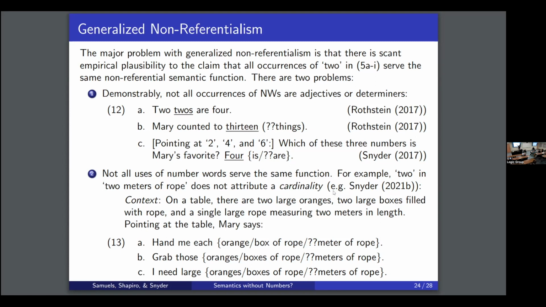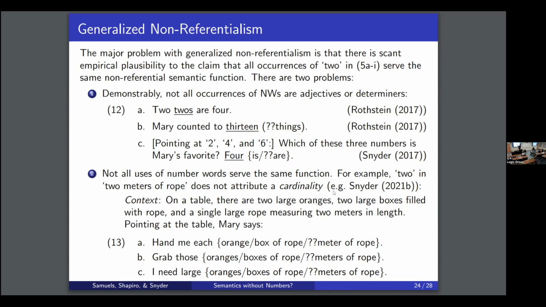Mary counted to 13. Good. Mary counted to 13 things. Really bad. Contrast that with "Mary counted 13 things." Good. "Mary counted 13." Weird. Right? You need something to fill the blank.